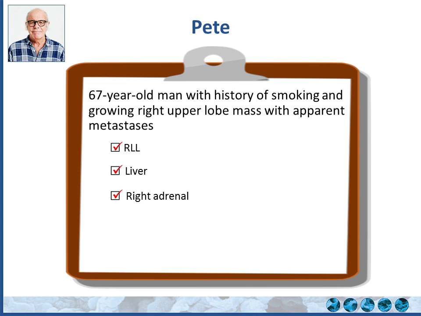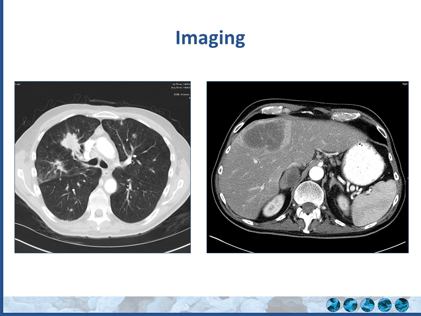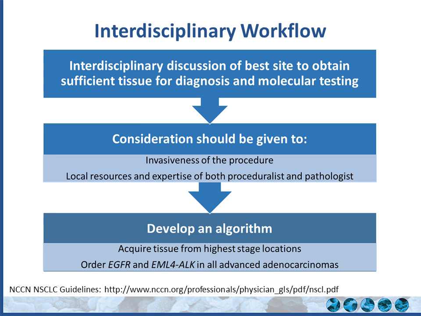So this patient is Pete, a 67-year-old man with a history of smoking and a growing right upper lobe mass with apparent metastases. On clinical staging or imaging, we're seen to have a right upper lobe mass, a liver lesion, and a right adrenal lesion. On imaging study, you can see the spiculated mass in the right upper lobe is very large. You don't see lymph nodes on this slice. He also has a liver mass and maybe an adrenal mass here.